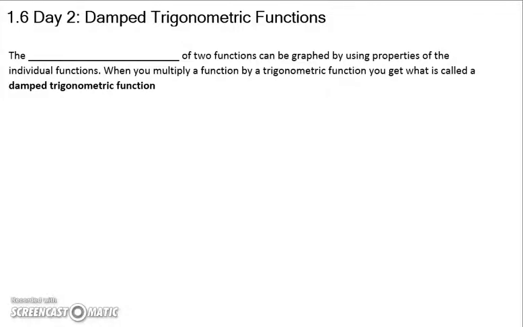Alright, in this video we're going to talk about 1.6 day 2 damped trigonometric functions. So if we have a product of two functions, they can be graphed by using the properties of the two individual functions. So when we're going to multiply a function by a trigonometric function, we're going to get something called a damped trigonometric function. So let's take a look at one of these things and see what's going to happen.